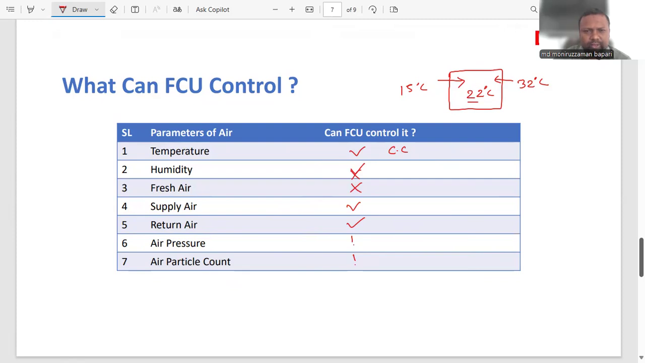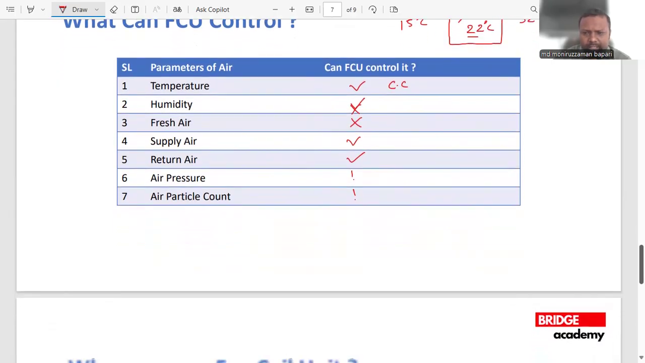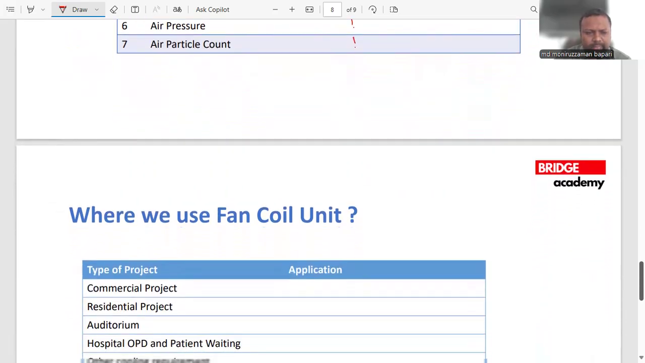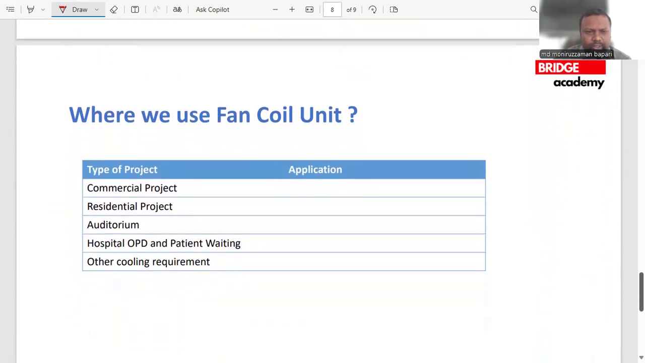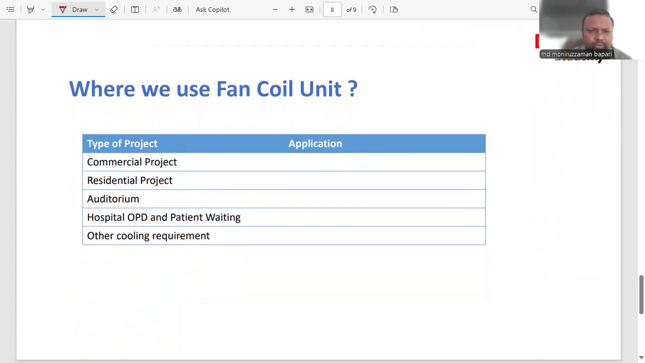So what we see is that a fan coil unit, depending on the scenario, is not able to control all the parameters of the air. It has some limitations. Where do we use fan coil units? Obviously commercial spaces and residential projects. For an auditorium, depending on the scenario, a fan coil unit is a choice, and an air handling unit is also a choice. Both have their own pros and cons, and depending on the scenario, the designer makes the choice.